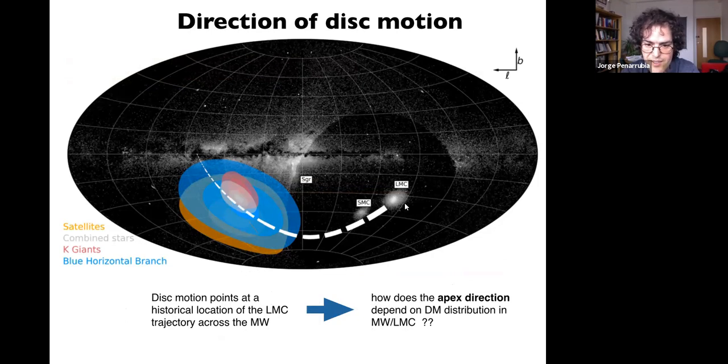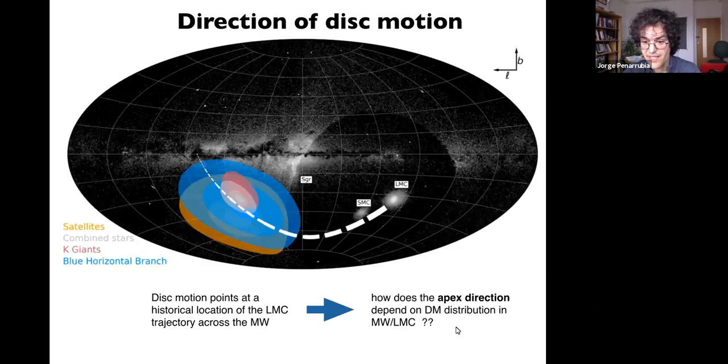You see that the LMC is here. So it's almost pointing to the other side of the galaxy. And if you're wondering where this area of the sky is, this is pointing to M31. So M31 is around here. This is the Pegasus constellation. And interestingly, all our tracers, BHBs, K-giants, and the satellites seem to give us the same answer, that the disk is moving in this direction with respect to the tracers.